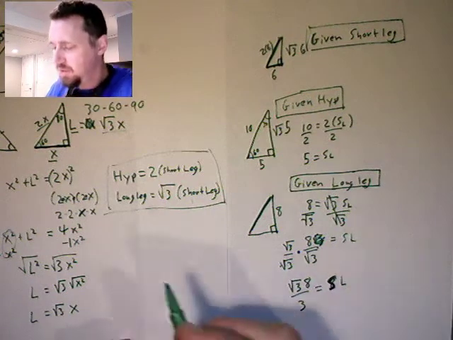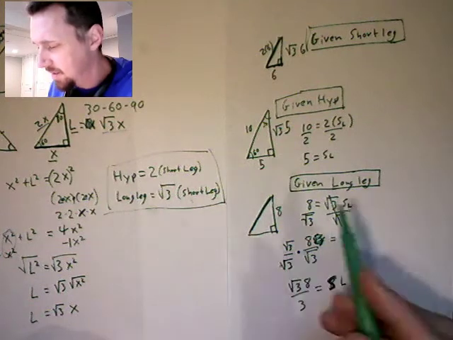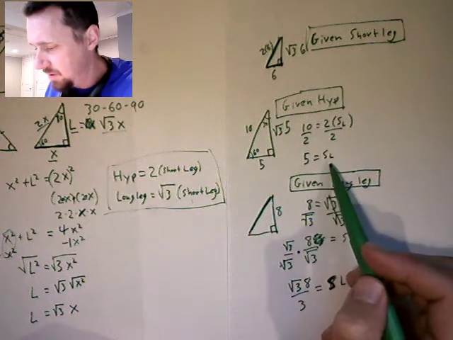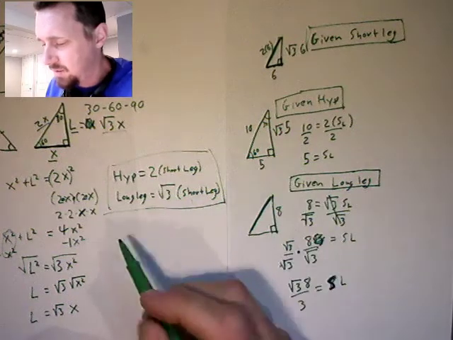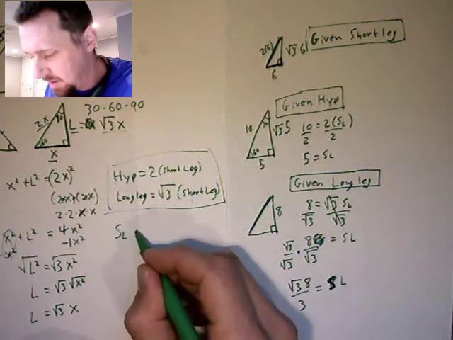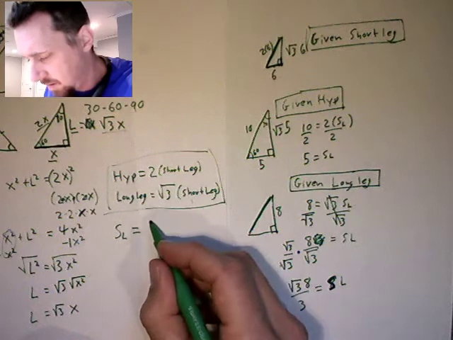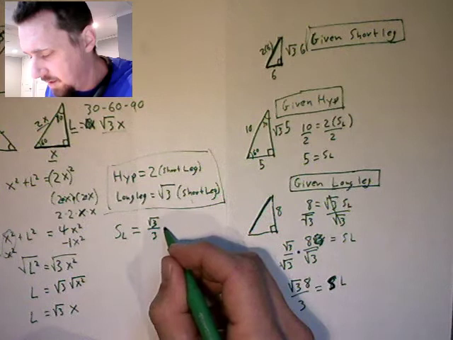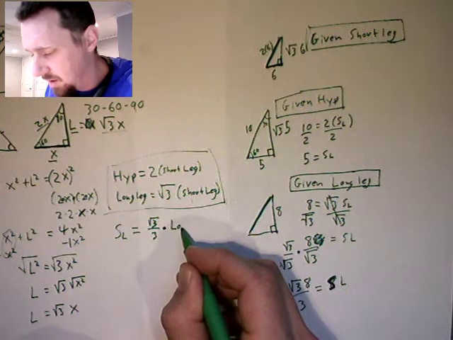So you could also write, if you wanted a few more equations, let's see, what did we figure out? Given the hypotenuse, it was pretty easy, but we could write this one, that the short leg is equal to root 3 over 3 times the long leg.